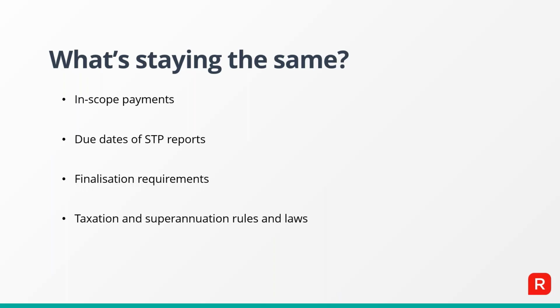The next point is the due dates of STP reports. Again, they're not changing. You report on or before every pay event, just as you are now. And also finalisation. You're required to finalise at the end of the year, and that's usually mid to end of July. Probably most important here are the rules around PAYG and super and how you apply that to the payments you make to your staff. This isn't changing.